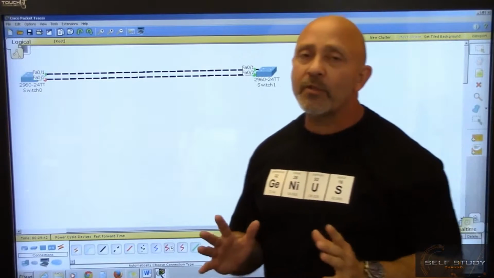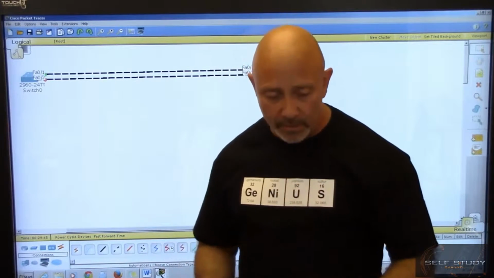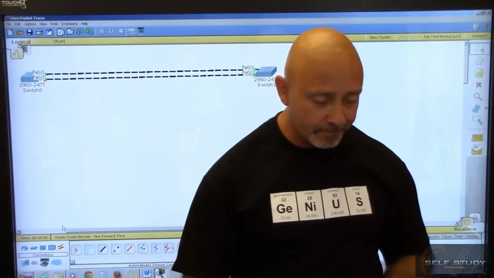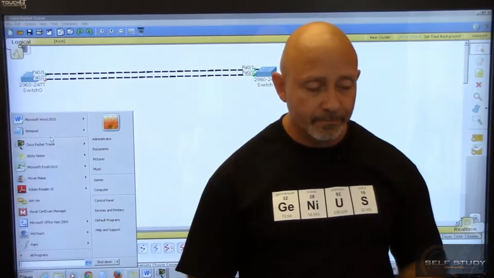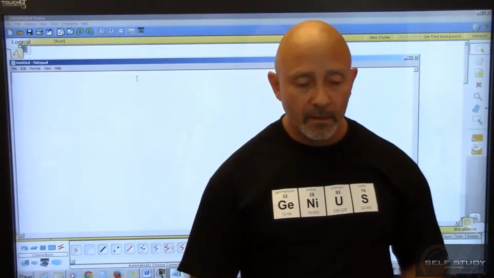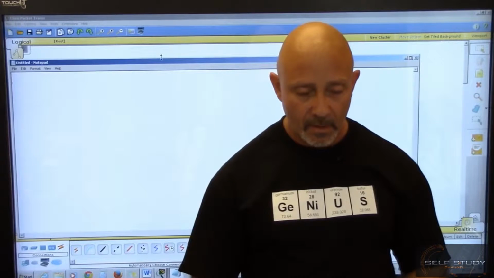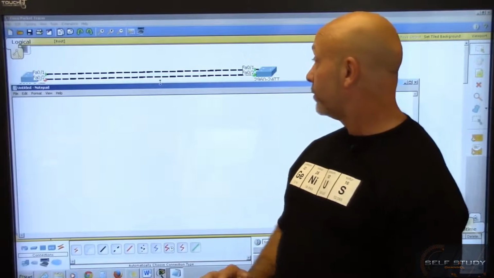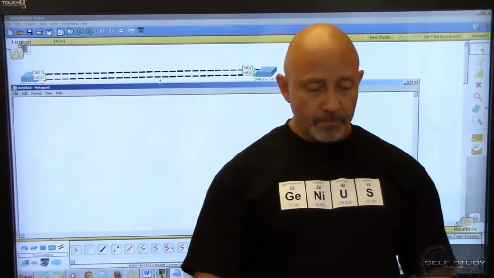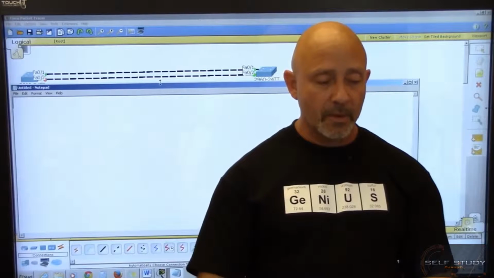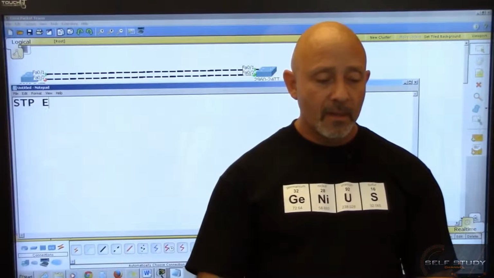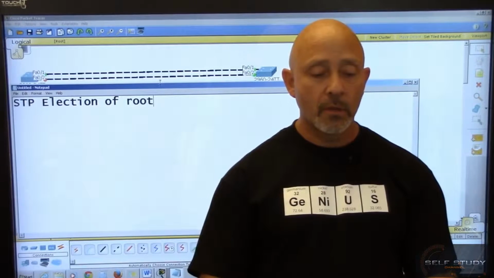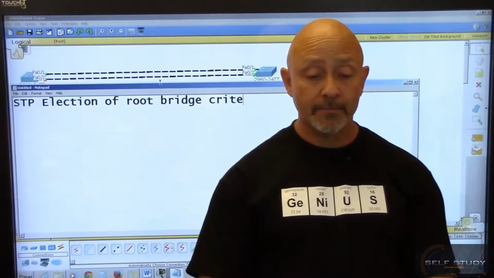Now, spanning tree has its criteria to elect the root bridge. Let's bring out Notepad. There it is right there. I'll bring it down here. Perfecto. Okay, so STP, put all in caps, STP election of root bridge criteria.